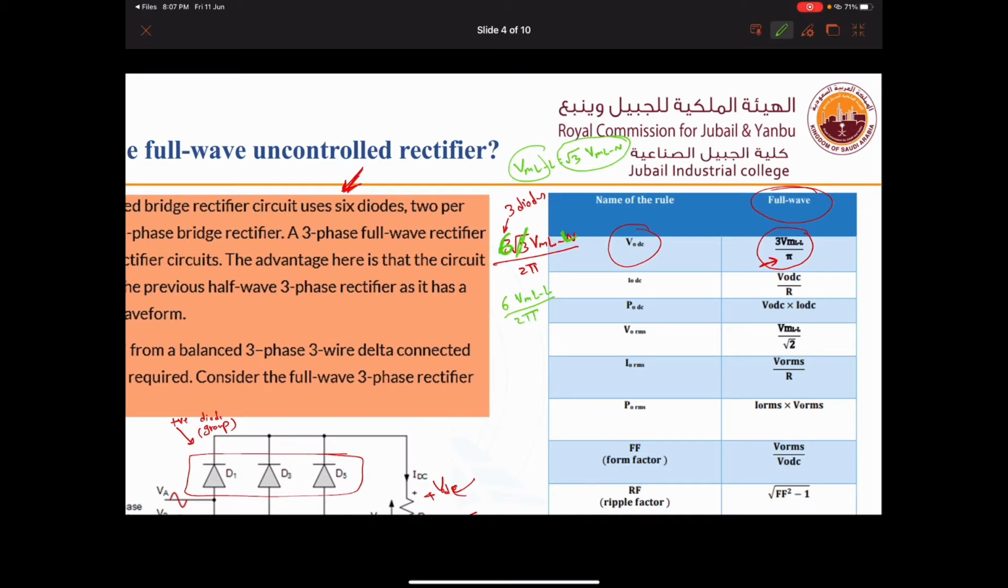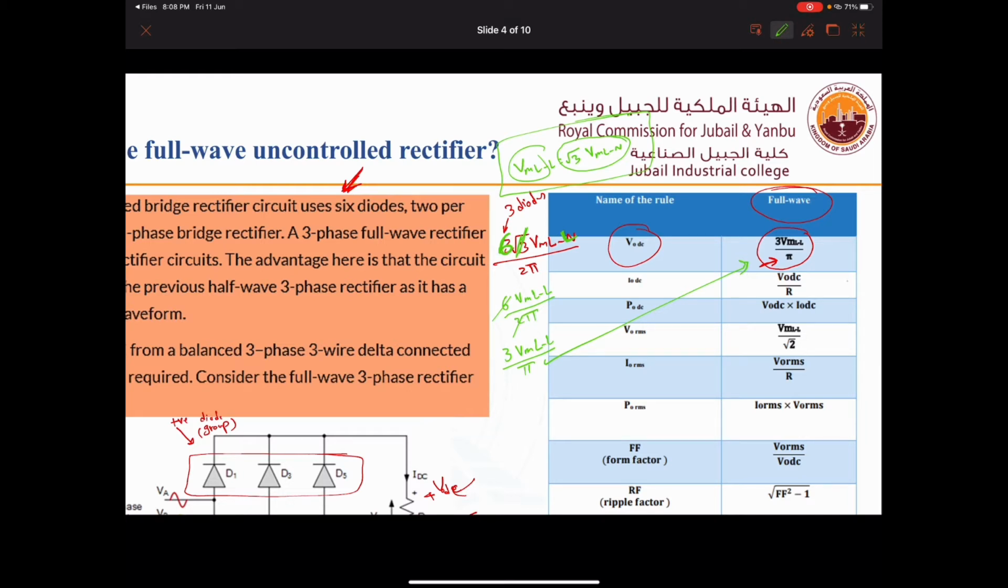Okay, now if we divide 6 by 2, 2 will go, and the remaining is 3 V maximum line to line divided by pi. So it is the same as this formula, right? Make sure that you know this formula. This is very important. And V maximum line to line is equal to what? Root 3 V maximum line to neutral.